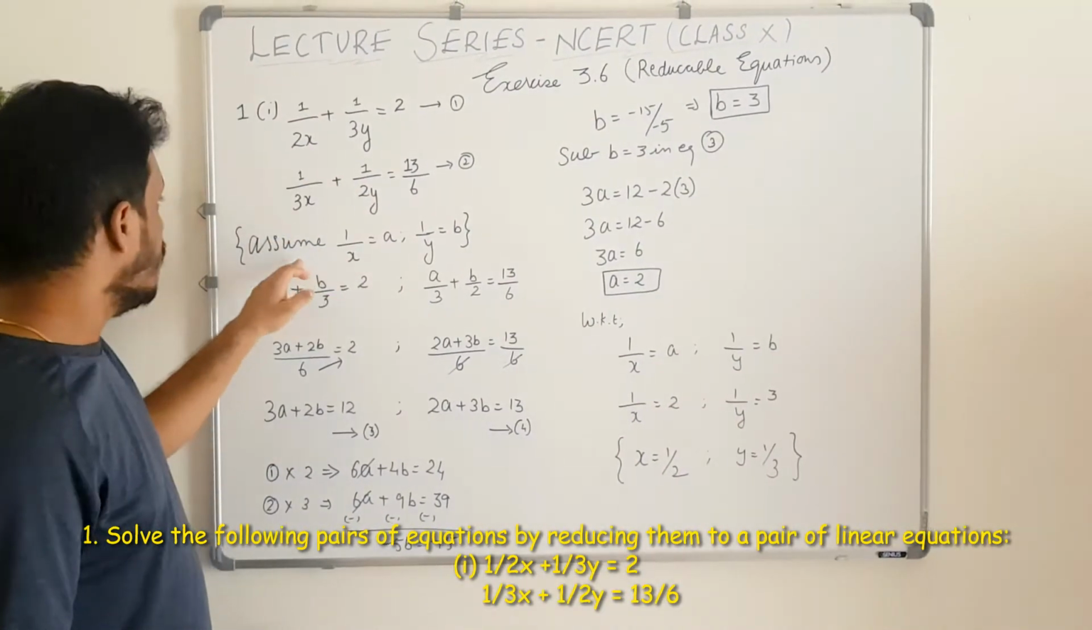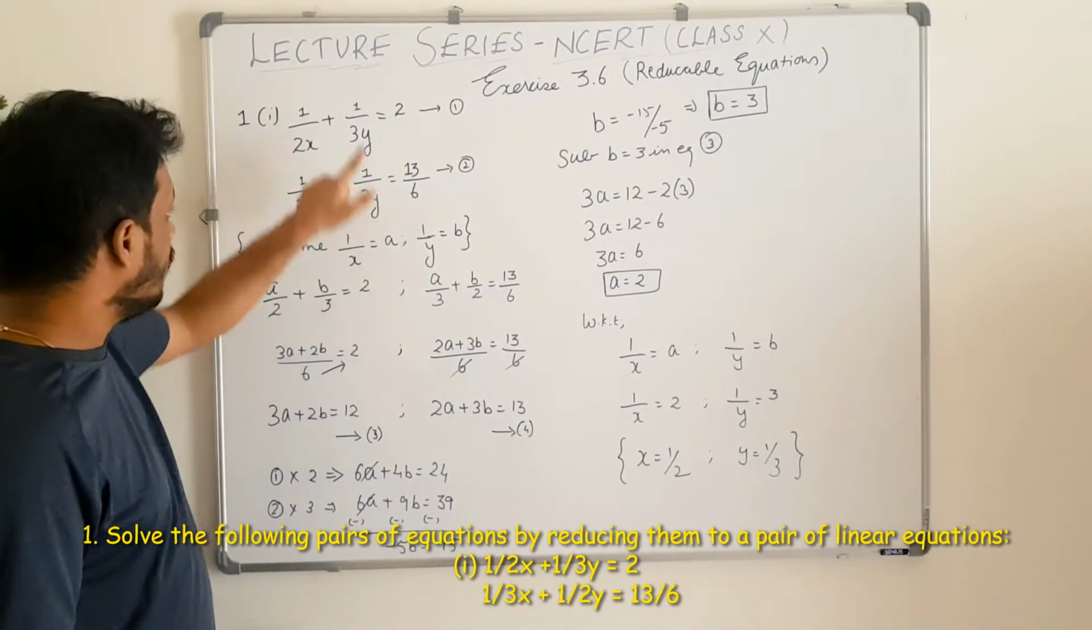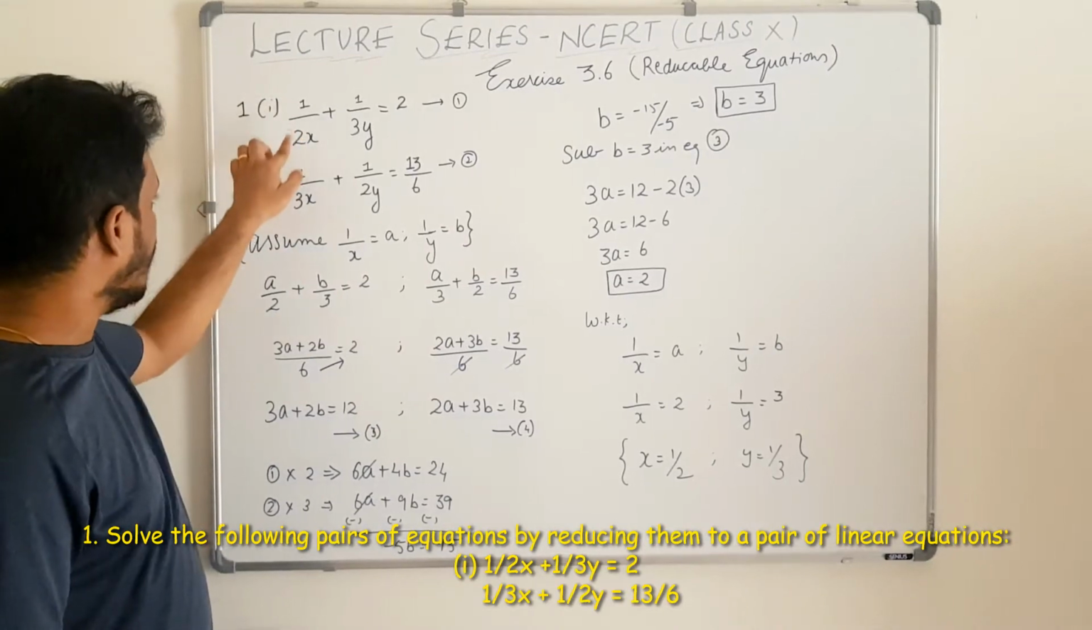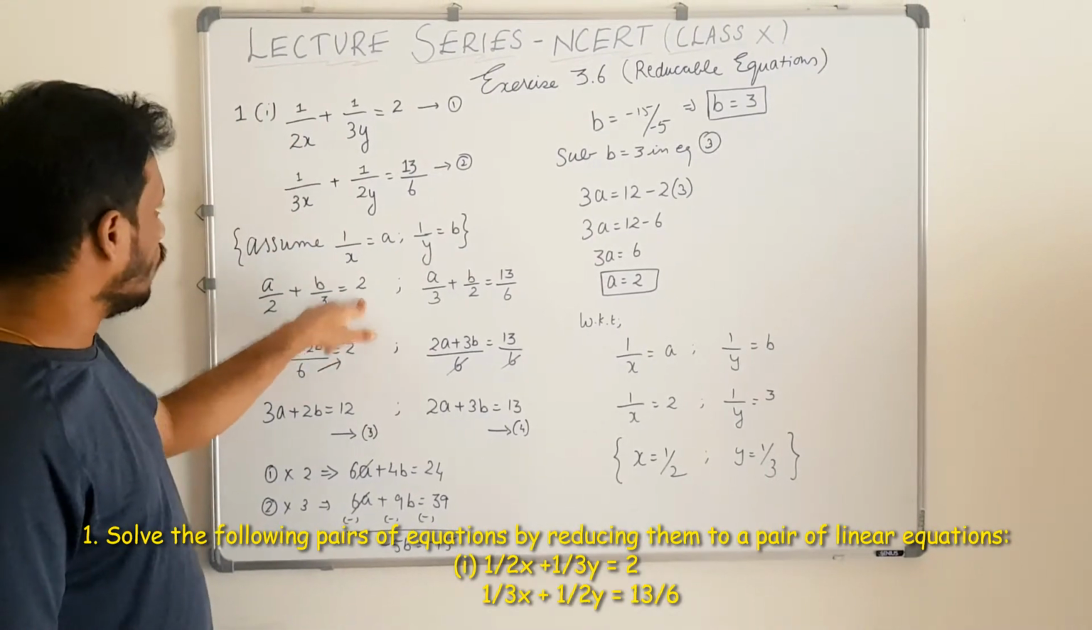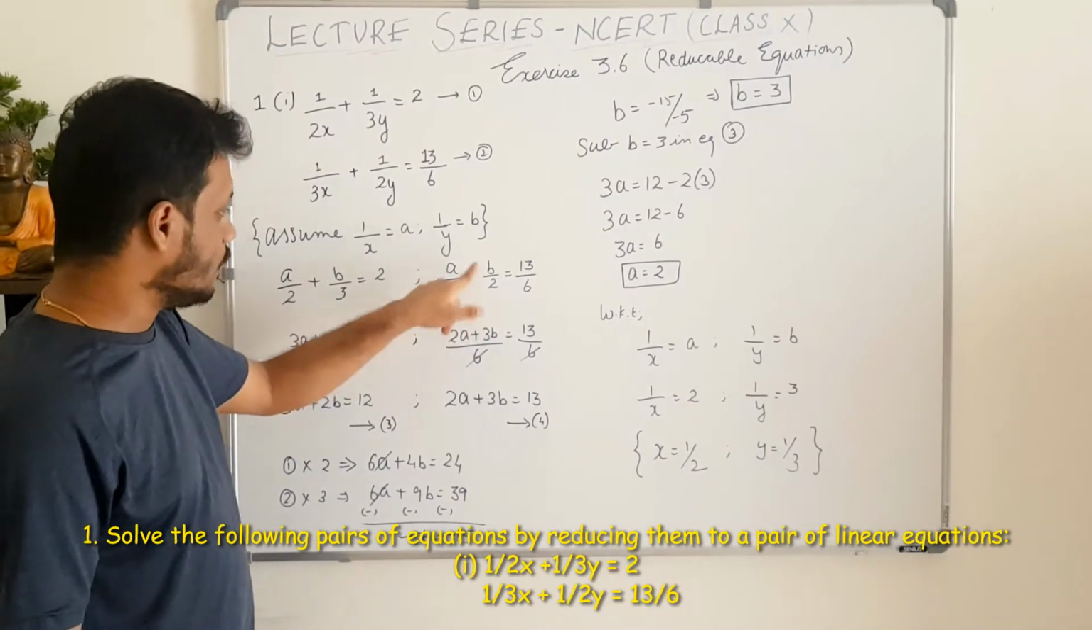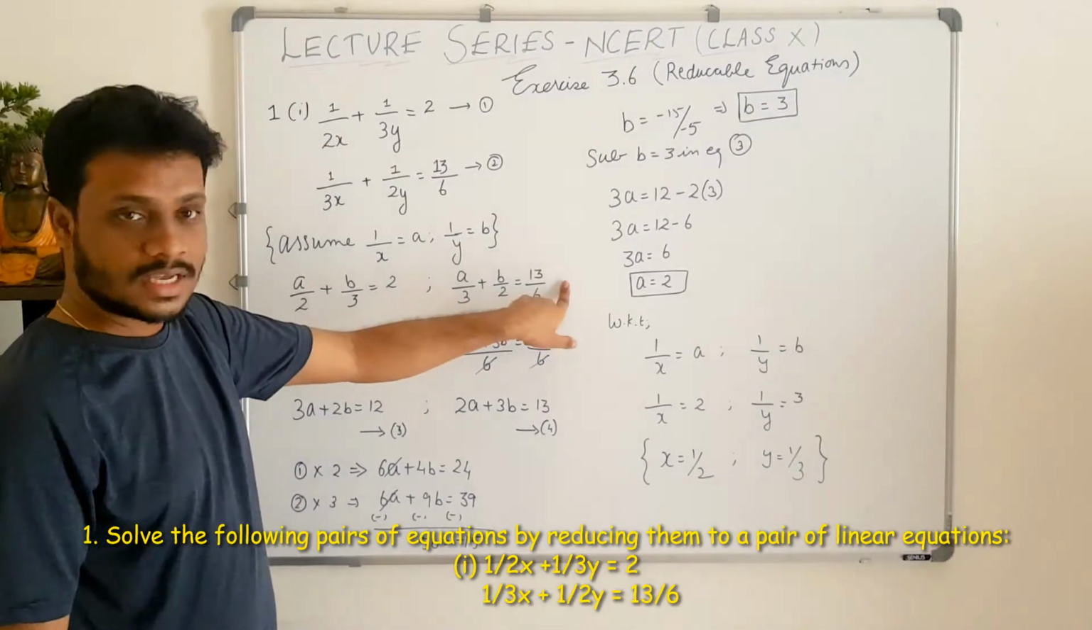So what we do is, we assume this 1 by x as a and 1 by y as b. When I do that in both the equations, I will be getting a by 2 plus b by 3 equal to 2 as my first equation, that is a modified first equation. Then a by 3 plus b by 2 equal to 13 by 6 as a modified second equation.